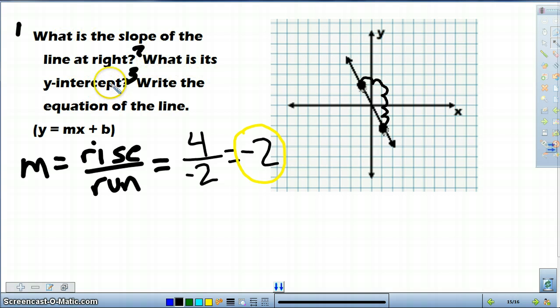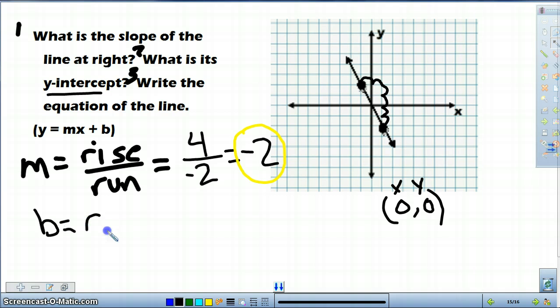Now let's see what the second part of the question was. What is its y-intercept? So where does this line intersect the y-axis, and what is the y value of that point? Can you tell right here which point it is, where does it intersect the y-axis? I think it's at 0, 0, right at the origin there, and the y-intercept, remember, is the y value of that point. So our y value is 0 here. So b, which is the letter we use for y-intercept, is 0.